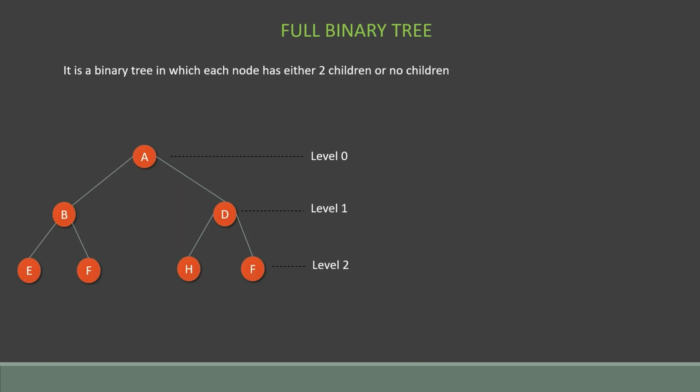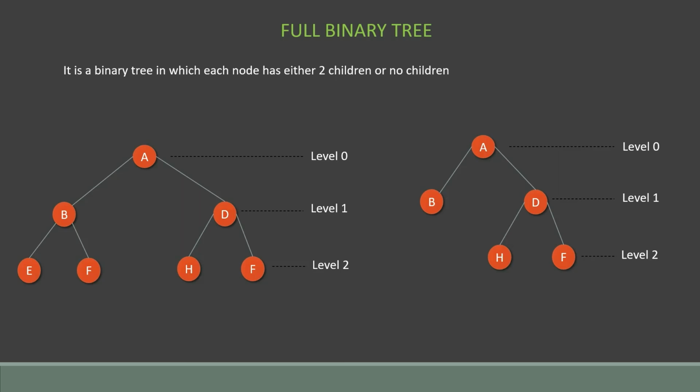The first one is a full binary tree. So what is a full binary tree? It's a binary tree in which each node has either two children or no children at all. So this is a tree, and the tree consists of certain levels, and we can see that each and every node has either two children or no children at all. The nodes which have no children, we call them leaf nodes.